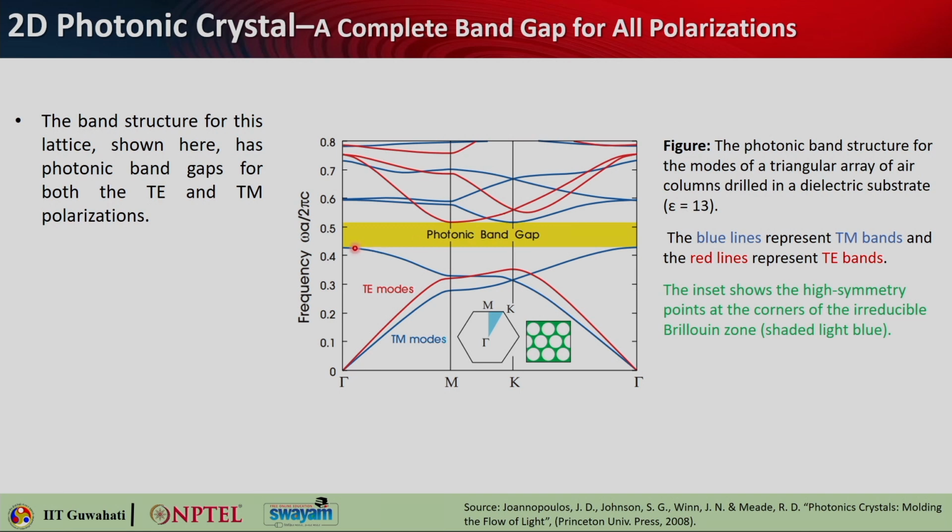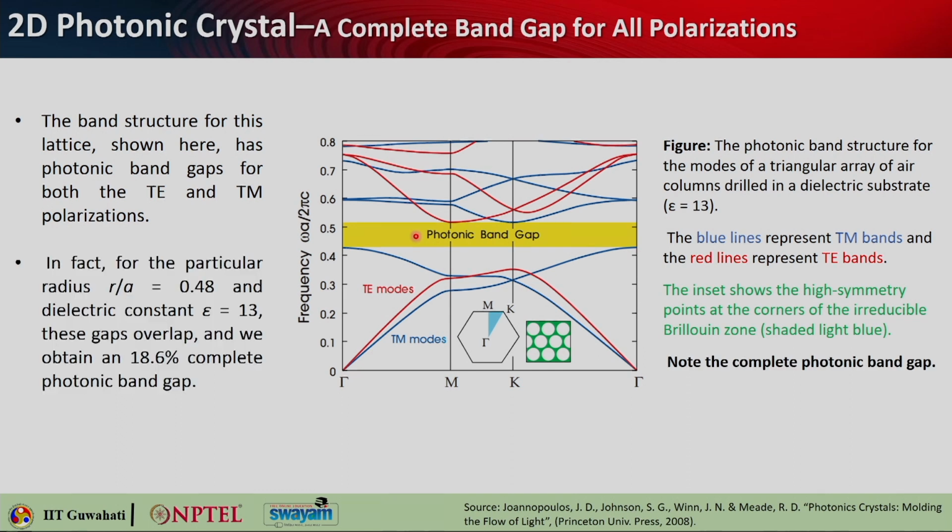The TE mode band gap is much wider, whereas the TM mode band gap is not that wide, because this is the valley and this is the peak. So, this is the minimum one. If you take the minimum of both TE and TM band gaps, this is the photonic band gap for both polarizations that you can get from this particular crystal. These are the values considered here. R by A was taken as 0.48, the substrate material permittivity was taken to be 13, and it gave you an 18.6% overall band gap, or complete photonic band gap.